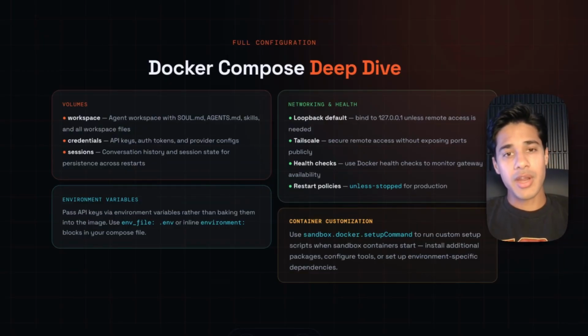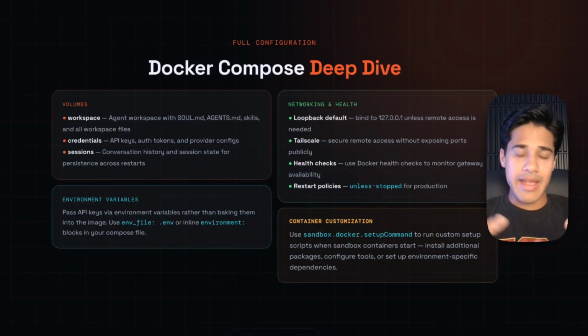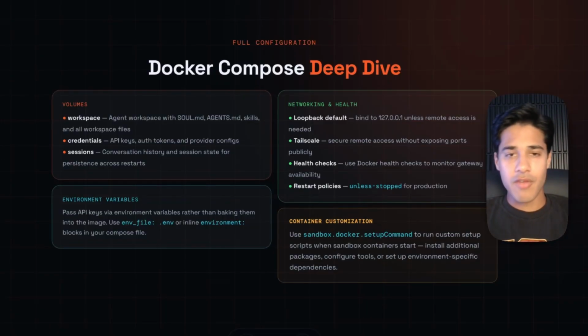config. For networking, you want to bind to 127.0.0.1 by default with loopback only. That's loopback only. If you need remote access, use Tailscale. Do not expose the ports publicly. Health check should hit the gateway port to verify that the agent is responsive, and the restart policies should be set to unless-stopped for production.